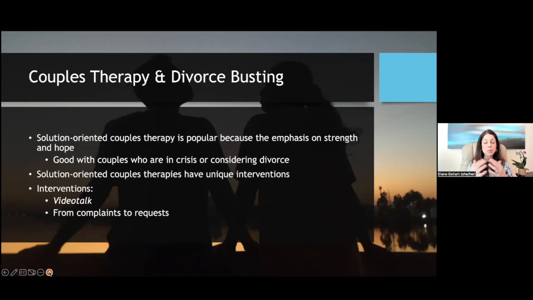And then also they talk about moving people from complaints to requests. And Gottman comes up with something similar later in his research, I noticed. But rather than telling your partner what you don't want, just do the solution focused thing and go straight to what you do want. Don't ever tell them what you don't want. Ask for what you want in a positive way. It would really be nice if, right? The next time this happens, would you be able to do blah, blah, blah?